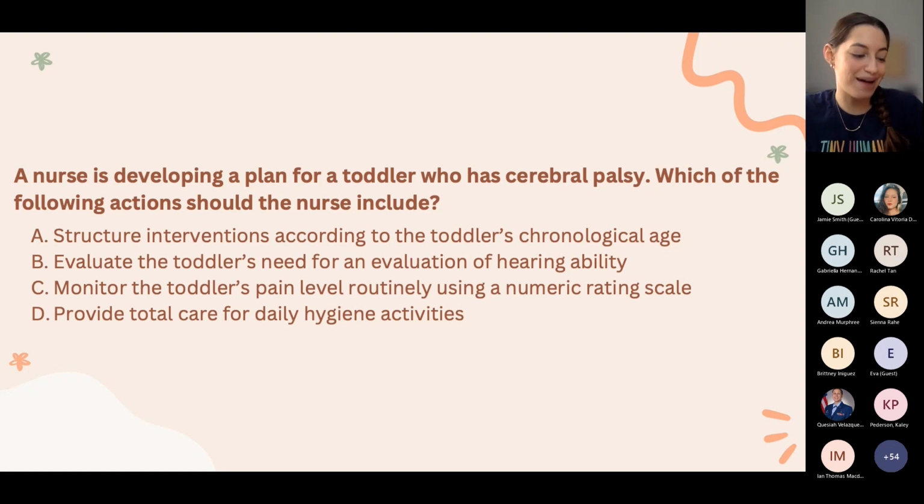But yeah, you guys are absolutely correct on this one. The correct answer is going to be B. So for a toddler who has cerebral palsy, you want to evaluate their hearing ability because they're at an increased risk for a hearing impairment.